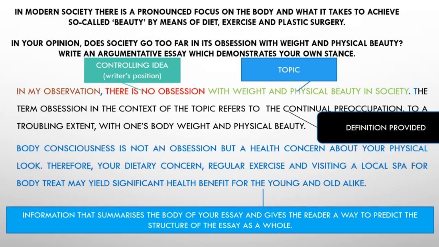This introduction here was written by a student on the topic: in modern society, there is pronounced focus on body and what it takes to achieve so-called beauty by means of diet, exercise, and plastic surgery. In your opinion, does society go too far in its obsession with weight and physical beauty? Write an argumentative essay which demonstrates your stance. Right. Do you have an essay topic that you want us to work with?